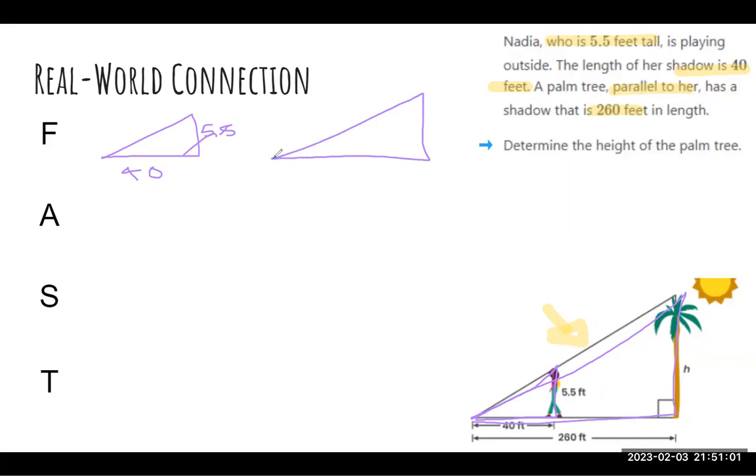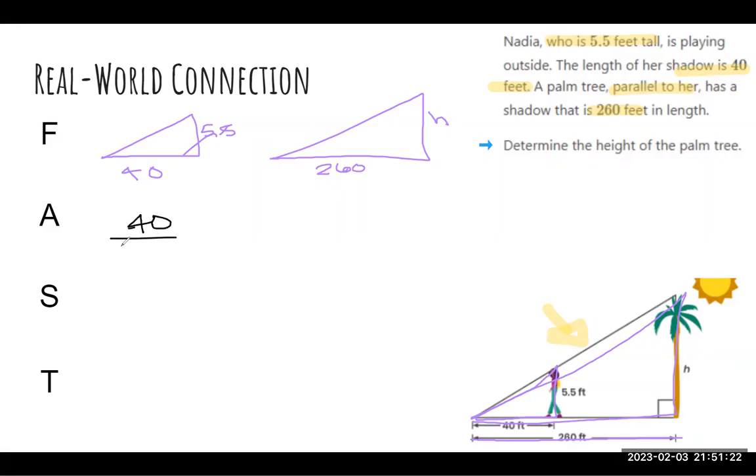Now our bigger one, it's a little bit different than the earlier ones we've done. It's already given us this big measurement that goes across the whole way. So we don't have to add anything. We just know it's 260, and then we know this is h. So we're solving for this height of this palm tree. We're going to go ahead and set up our proportions.